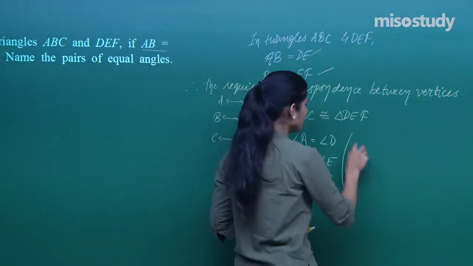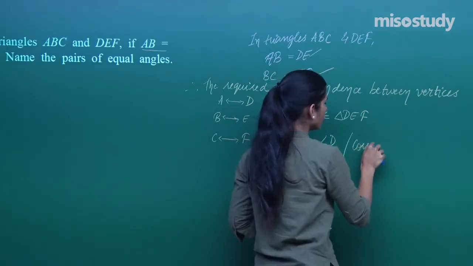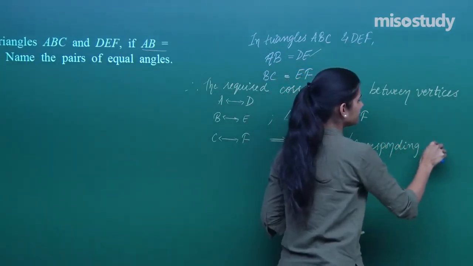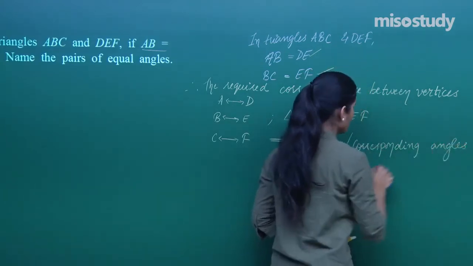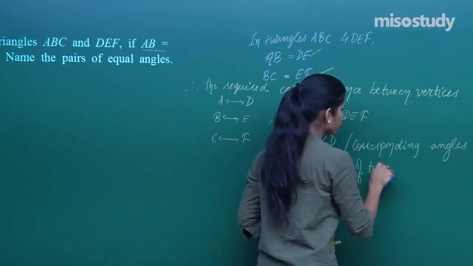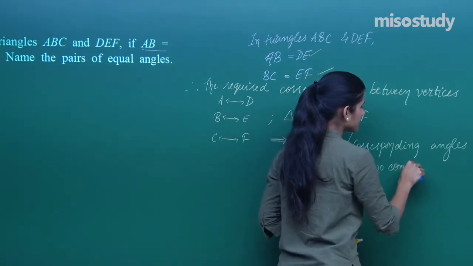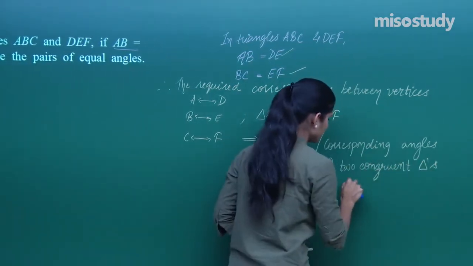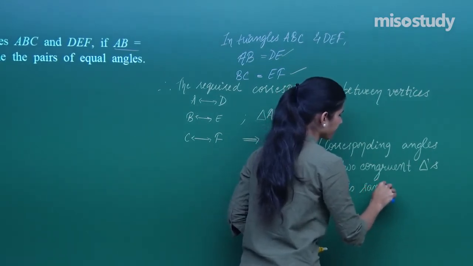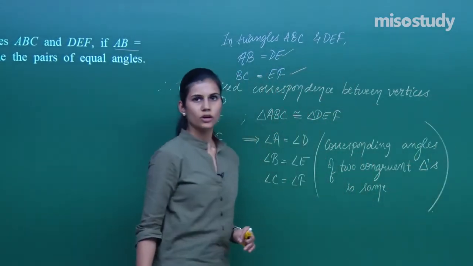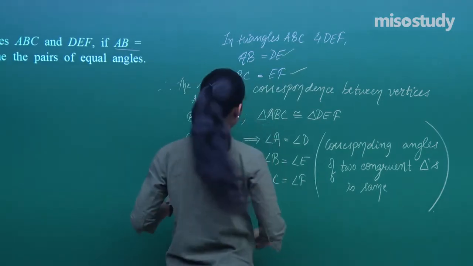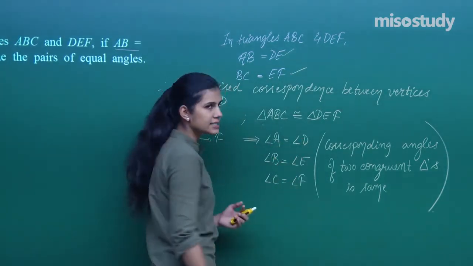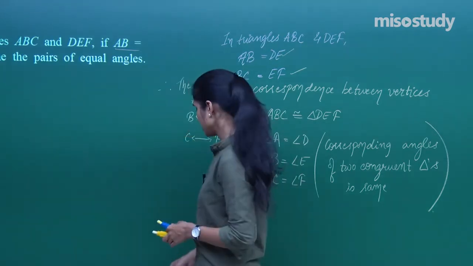Fine? Because corresponding angles of two congruent triangles are the same. Okay? So name the pairs of equal angles. Angle A will be equal to angle D, angle at B will be equal to angle at E and angle at C will be equal to angle at F.